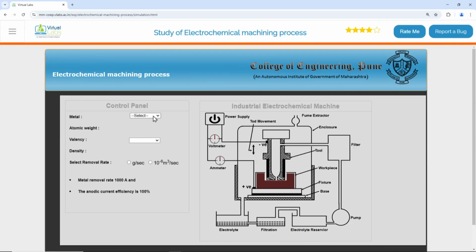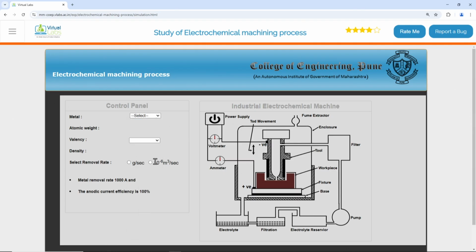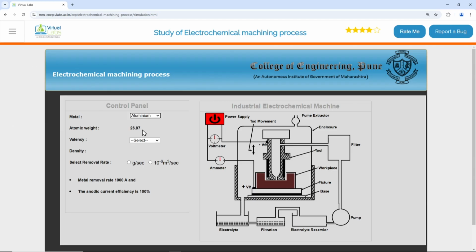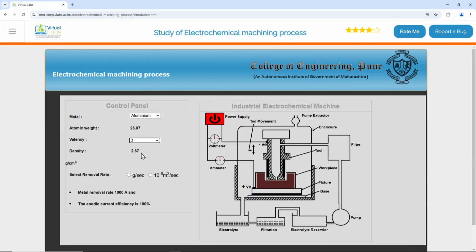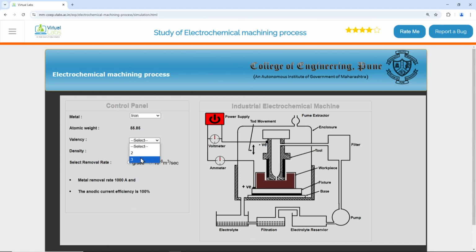So, here we can select the metal, depending upon the different metal, they will give us the metal removal rate here. So, aluminum, beryllium, chromium, cobalt, copper, iron, so many metals are there. For example, if I pick aluminum here, now we are in ECM, aluminum could also be machined, atomic weight is given, valency, we have to select the valency. For example, some of the metals have two valencies, iron has valency 2 and 3, that is ferrous and ferric. Let me pick ferric here, valency 3.